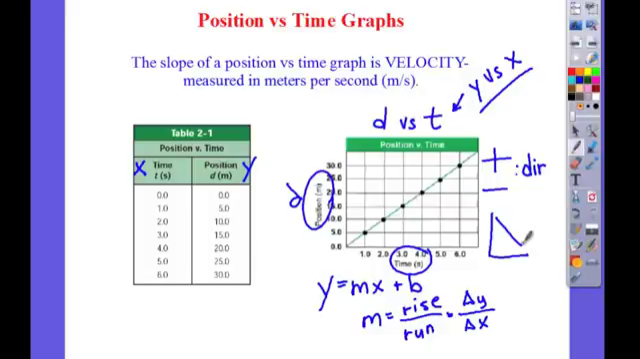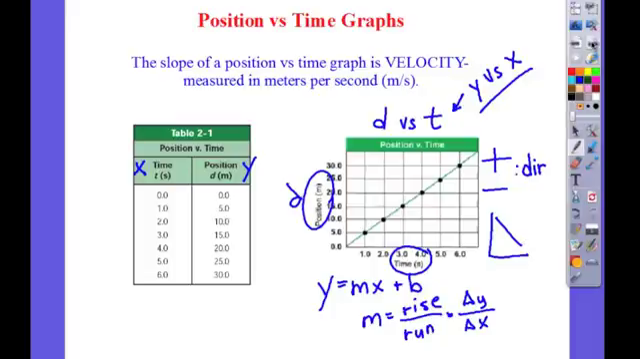So just by looking at a position time graph, we can tell many things about the motion of the object. We can tell its displacement or position. We can tell the time at which something happens. We can tell the velocity by finding the slope. And we can even tell the direction that the object is moving by looking at whether or not our curve is sloped up or sloped down.